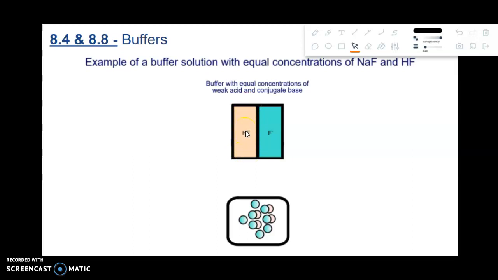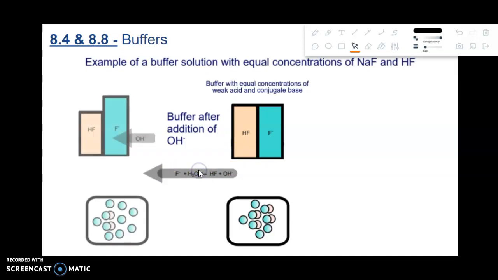Let's take a look at that. So if we take OH-, which is a strong base, and we add that to the solution, the OH- is going to react with the acid. The acid is going to react to form water, which is neutral, and then more of the conjugate base. So we consume the acid and we produce more of the conjugate base.